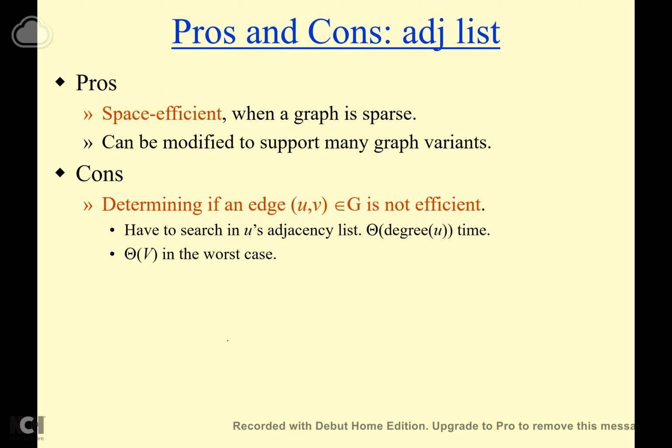So the advantage of the adjacency list is that when the graph is sparse, it is space efficient, and it can be modified to support many graph variants.